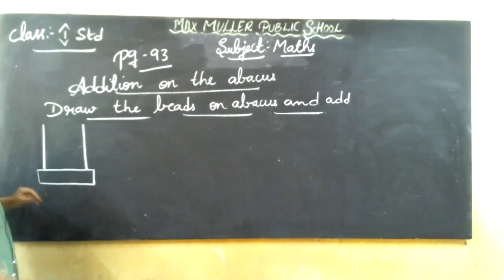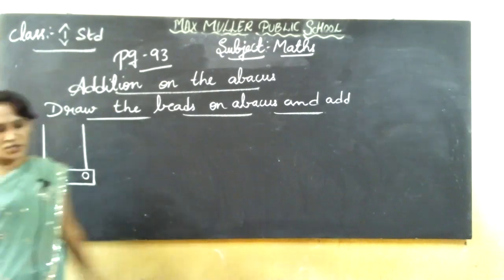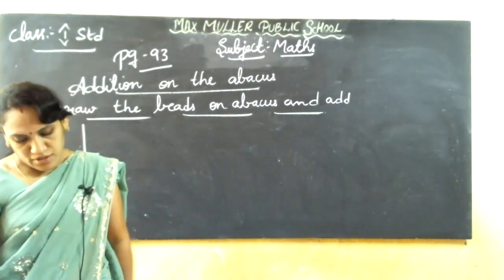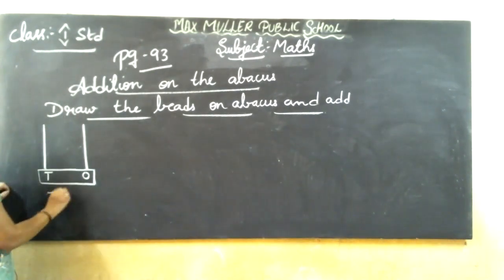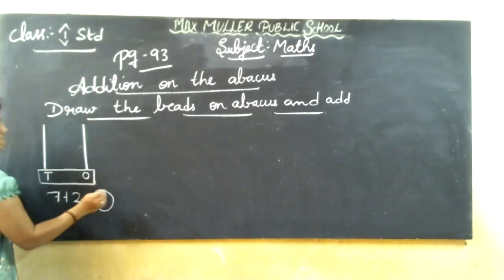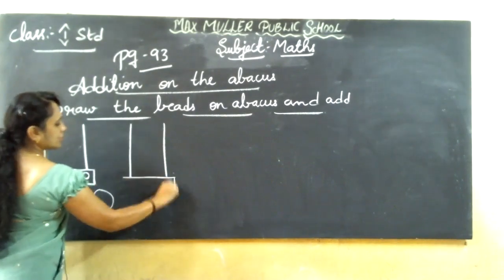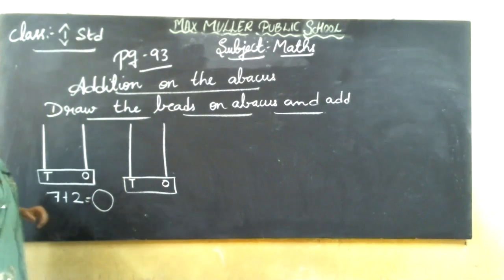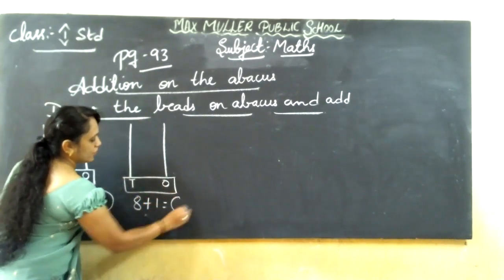Don't get confused. See, T means tens. Everything is printed. You should just fill the answers in the circle and draw the beads on the abacus. I'll show how to do it. First sum, what is the question? 7 plus 2. First we'll draw and keep the abacus. You need not draw, children, it's printed in your book. Just I will draw the abacus on the board to make you understand well.